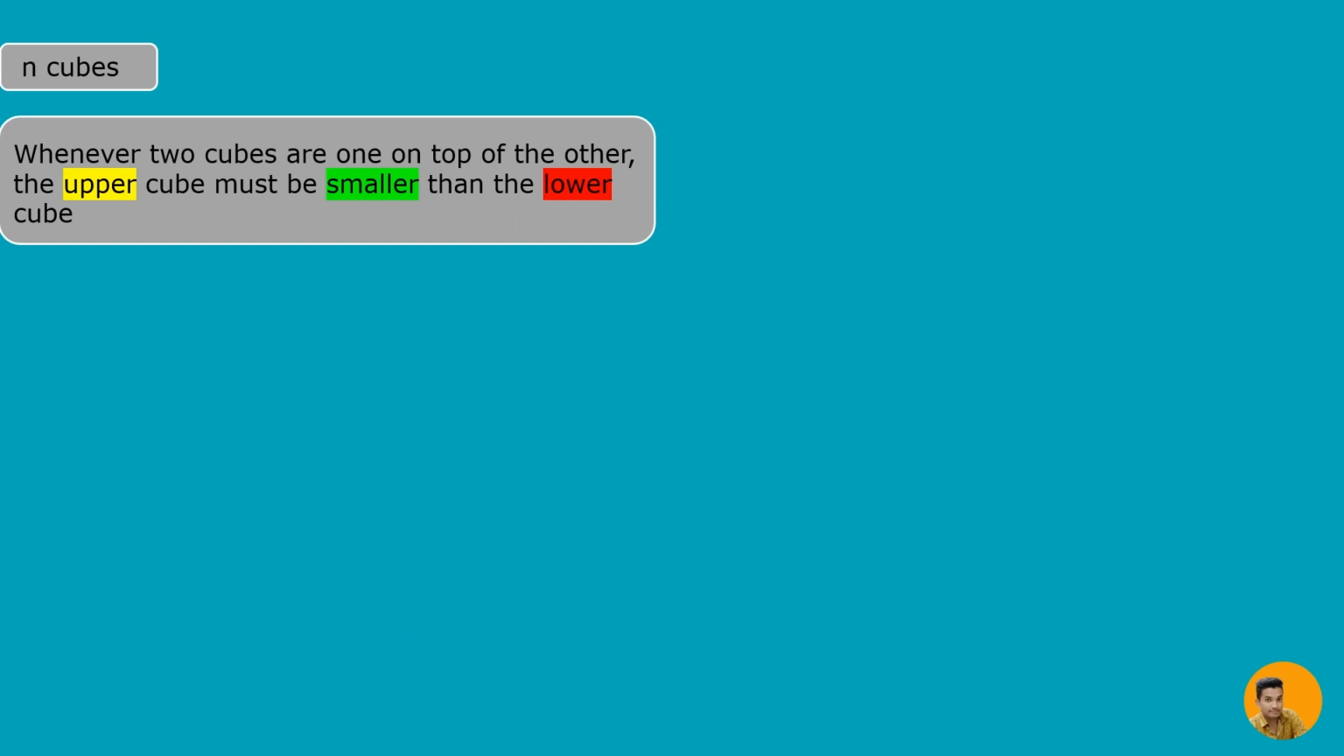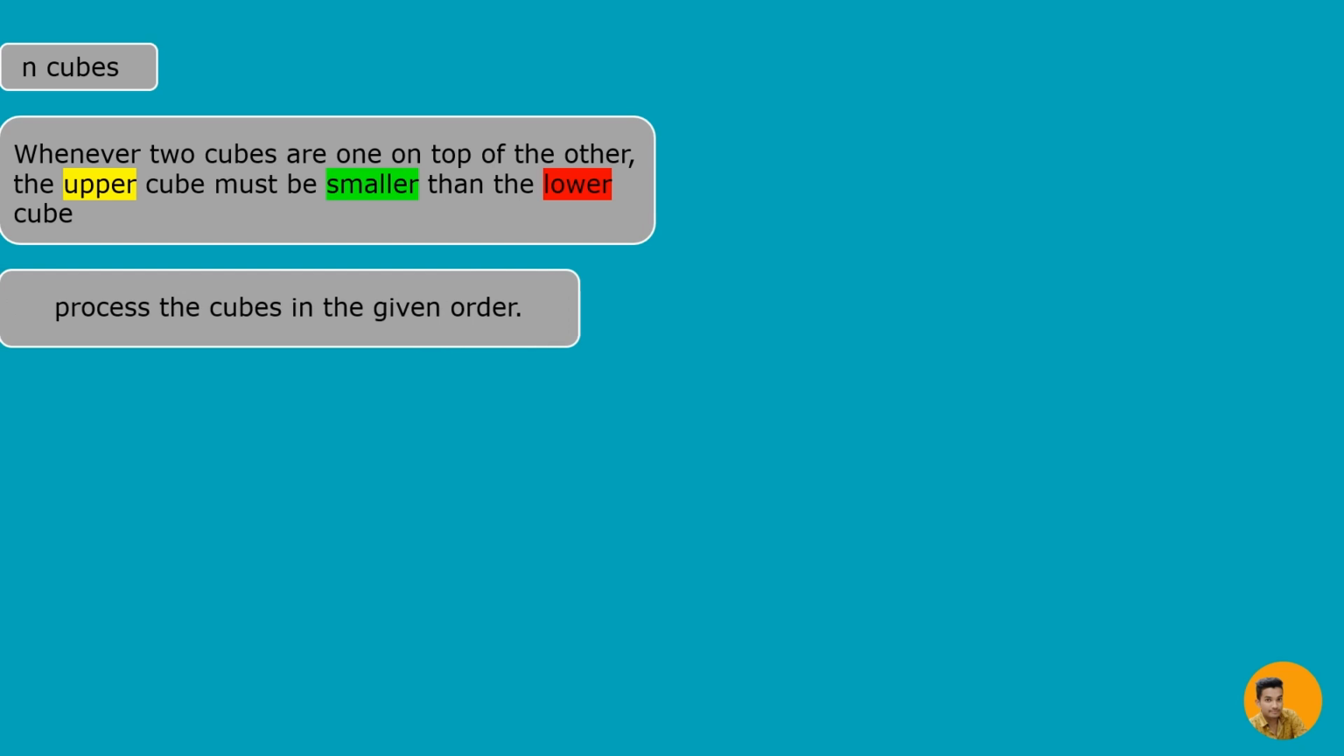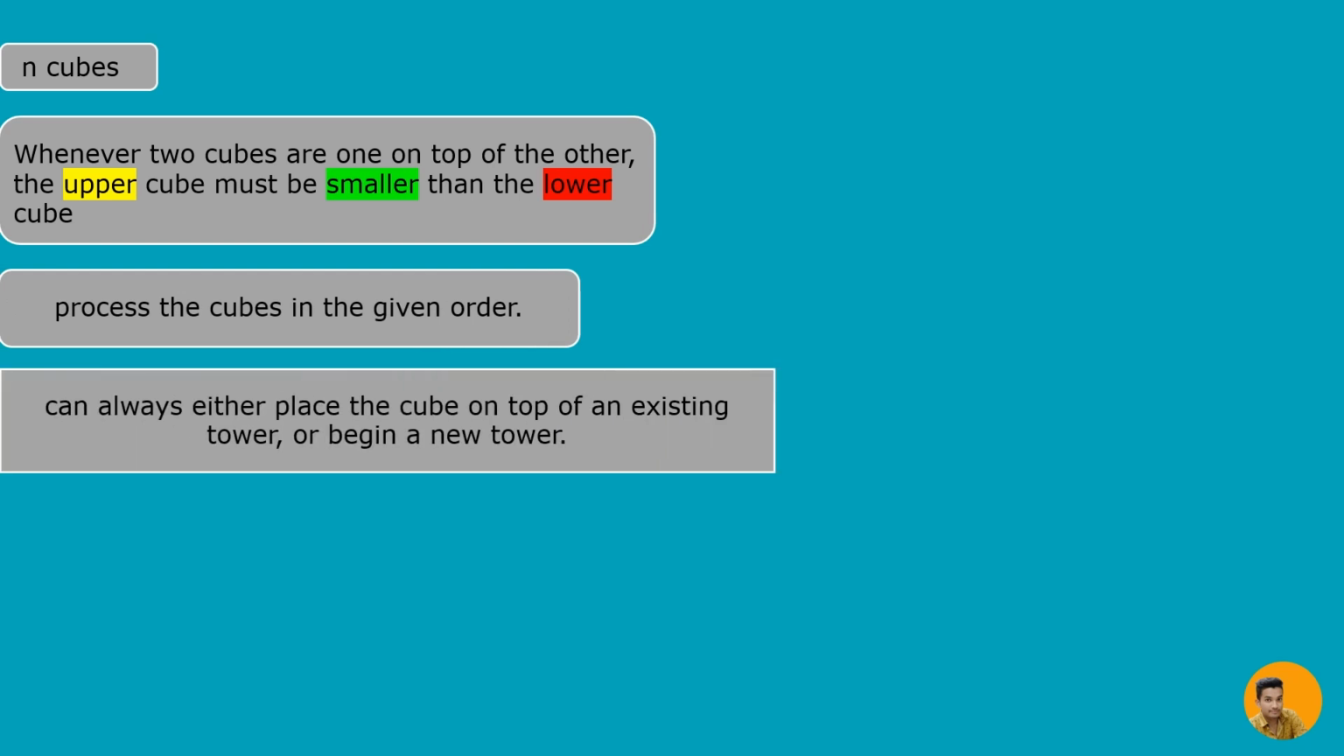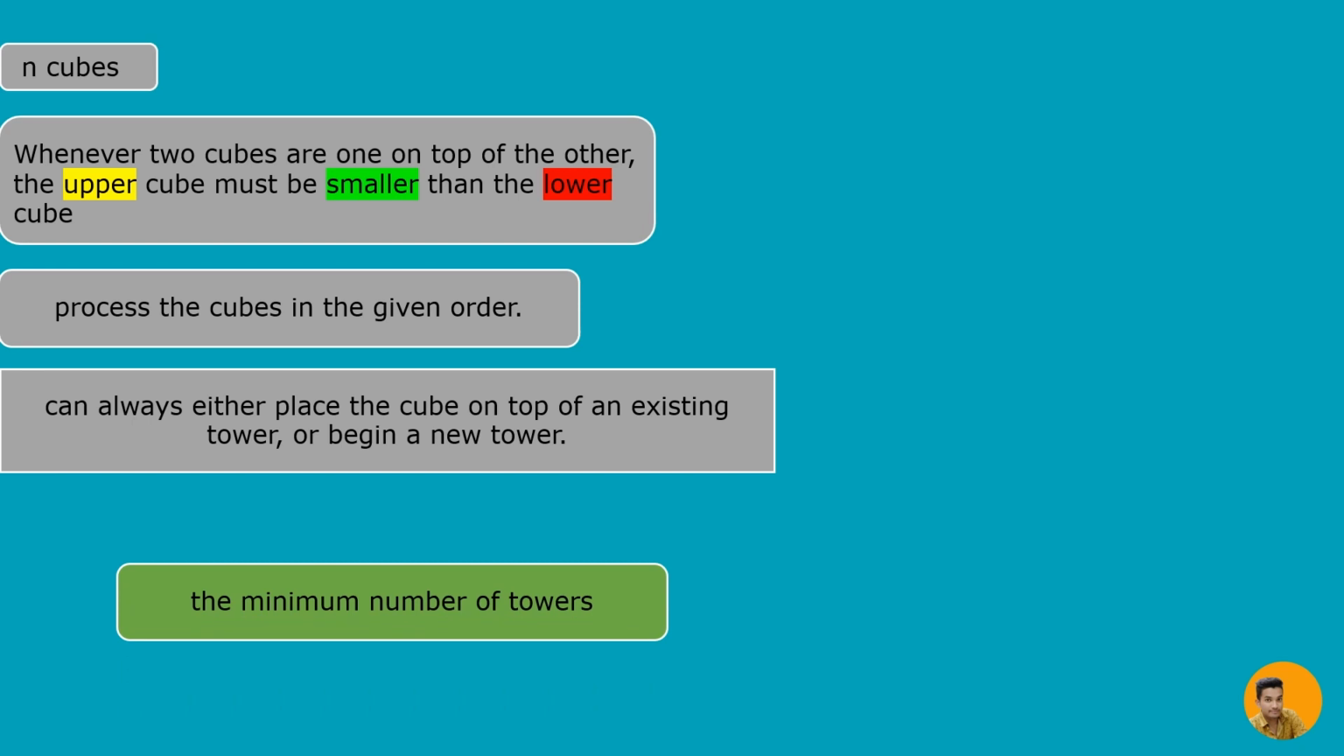And then the other condition is we need to process the cubes in the given order, okay? And we can either place the cube on top of an existing tower or begin a new tower. And we need to display the minimum number of towers required. Let's understand all this through an example.